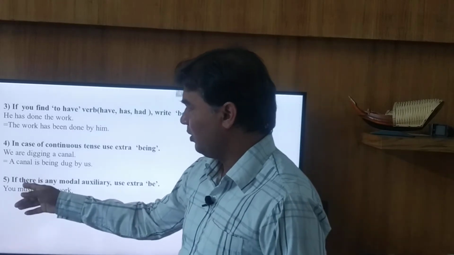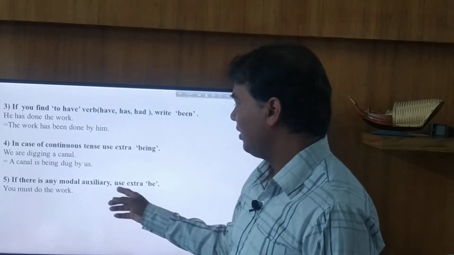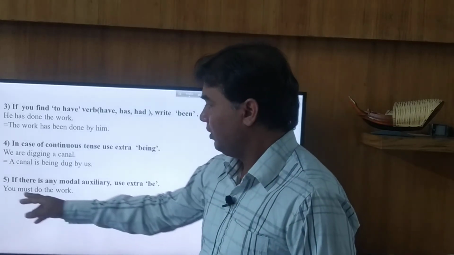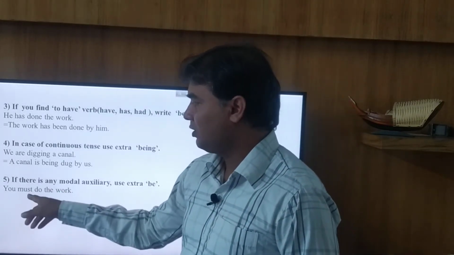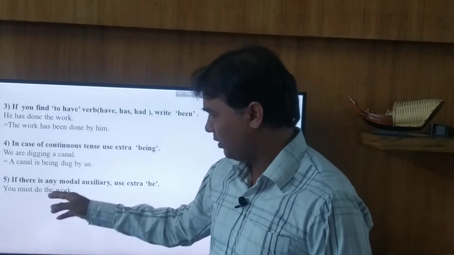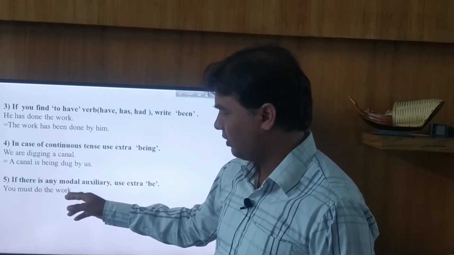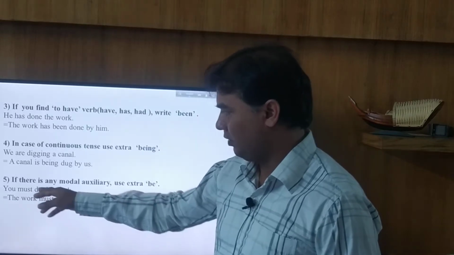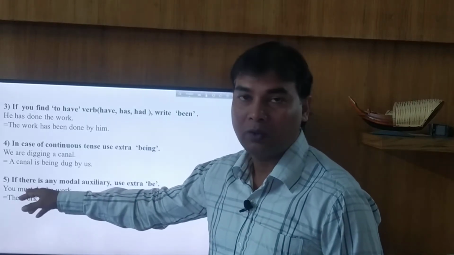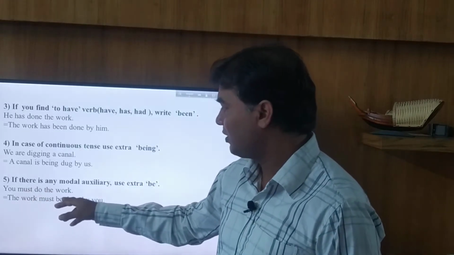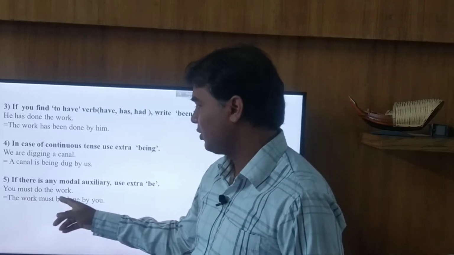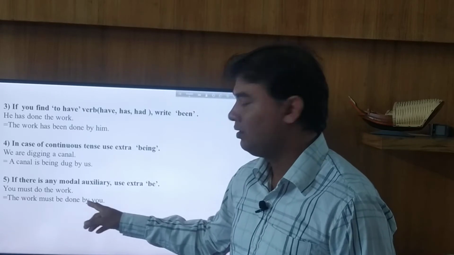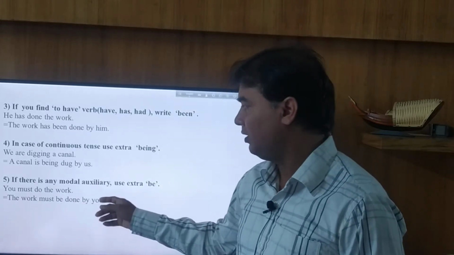Now the next rule: if there is any modal auxiliary, use extra be. Okay, you must do the work. Here must is a modal auxiliary. So first of all, you need to write the object, the work, then auxiliary verb must, and because of the modal auxiliary you need to use extra be. The work must be, then past participle of main verb do, here done, then preposition by, and then you.